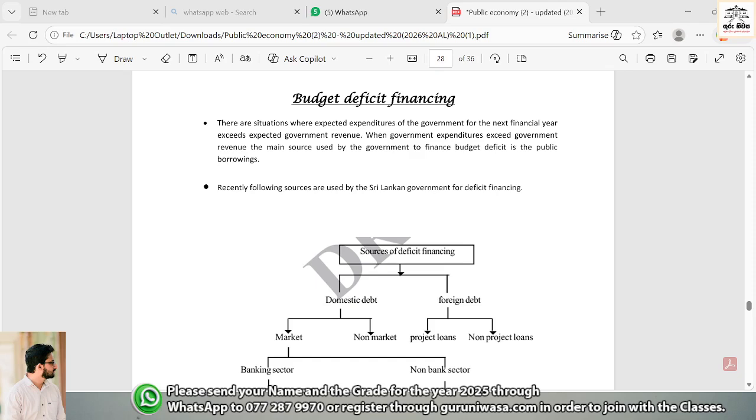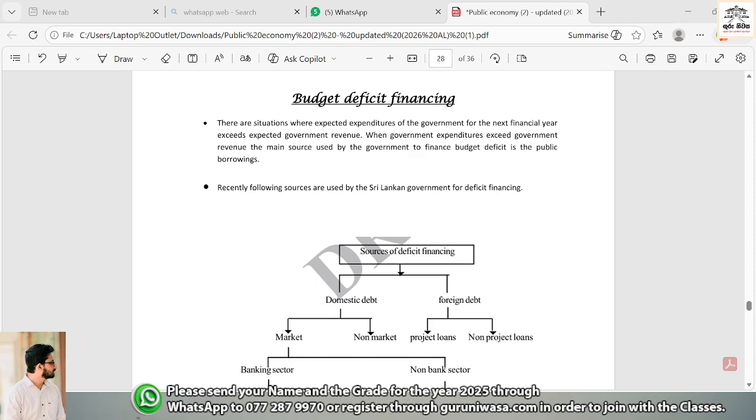Page number 28. Budget deficit financing. Now you know what a budget deficit is. A budget deficit is a situation where government income is not enough to cover government expenses. But remember, the budget deficit can be different: it might be a current account deficit, an overall deficit or a primary account deficit. But whatever the deficit is, we need financing. Finance means we have to fill this gap.